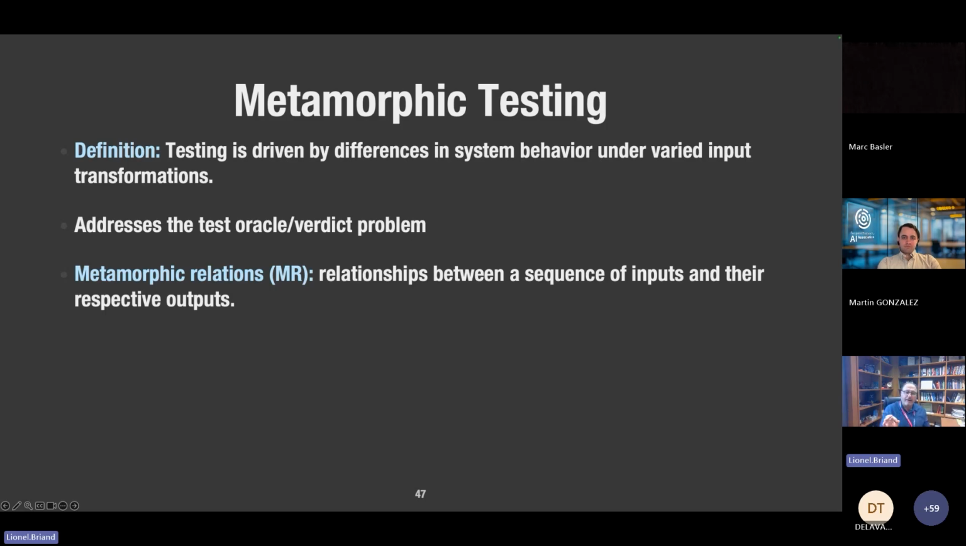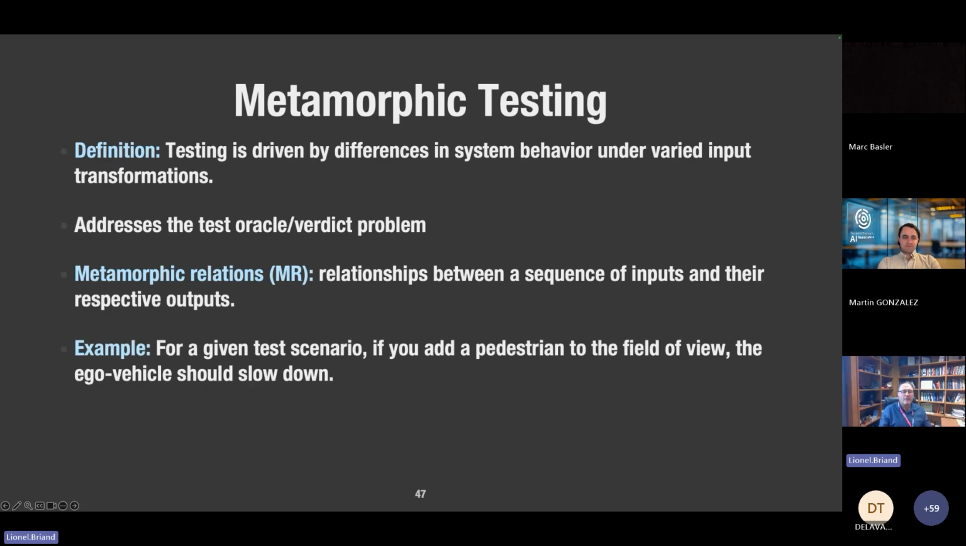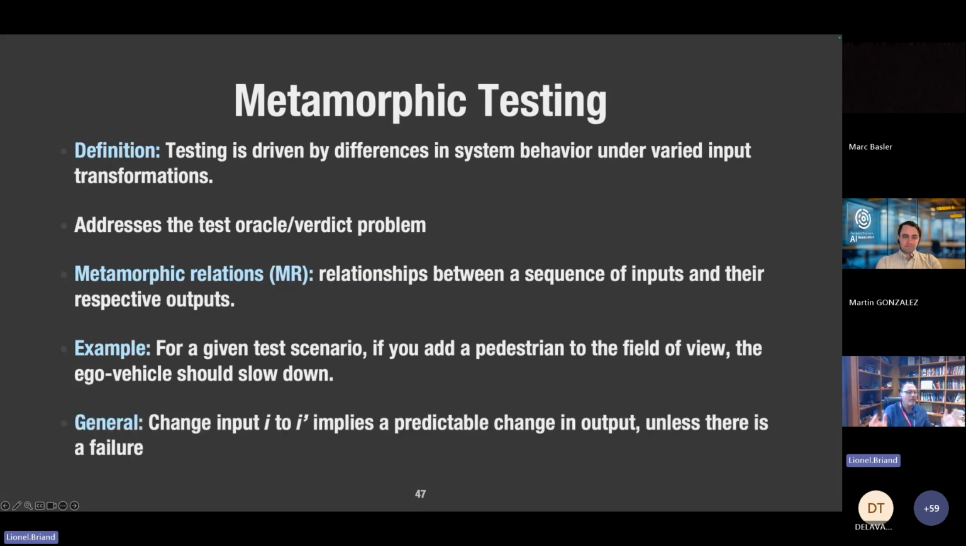So you don't actually provide the exact outputs that you expect. It's really about relationships between input transformation and output differences. For example, for a given driving scenario, if you add a pedestrian in the field of view of the car, the ego vehicle should slow down. You don't know exactly what the speed of the vehicle should be, but you know that if you take a scenario and add a pedestrian in the field of view, this is what should happen. So more generally, you change an input I to I prime, and it implies a predictable change in output. Otherwise, there is a failure.